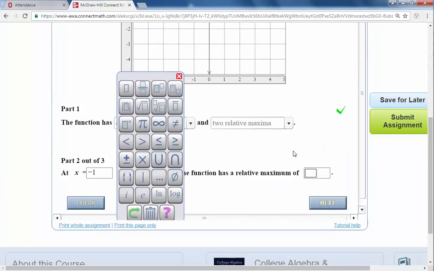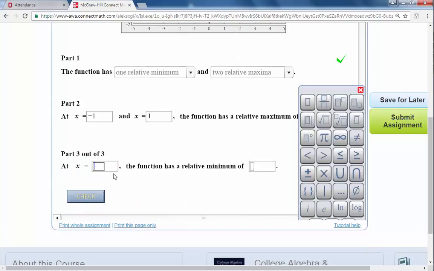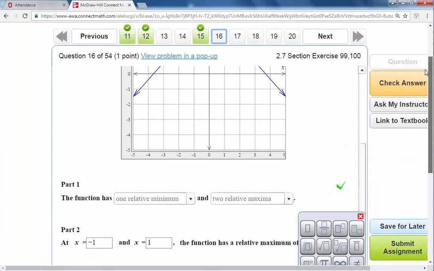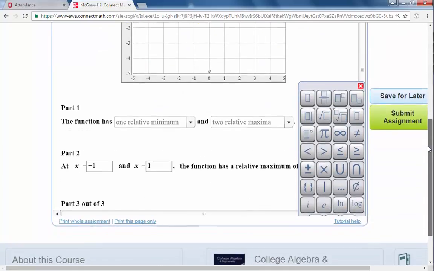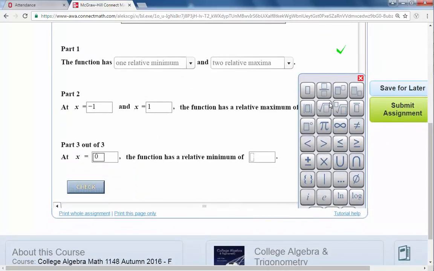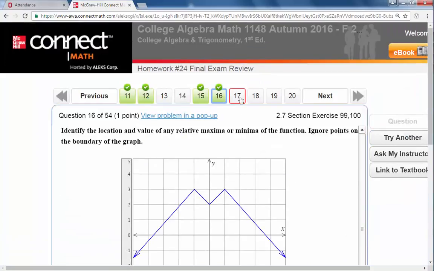All right. Someone wants us to answer this question. And the minimum was at 0, right? And the minimum value was, okay, this is the minimum. Its x coordinate is 0, y coordinate is 2. Okay? So this is easy. Any questions on number 16? All right, moving forward.